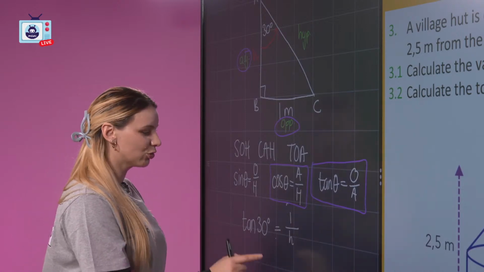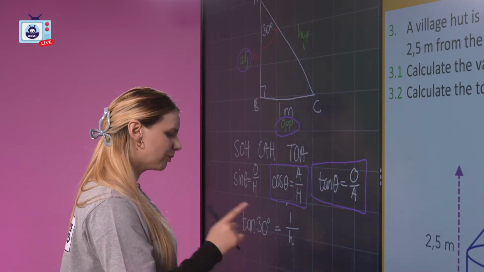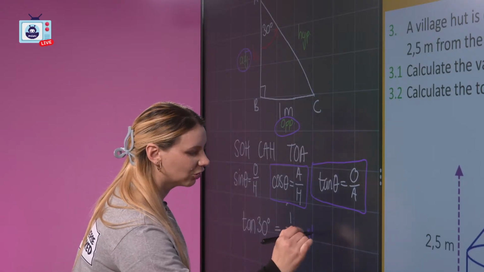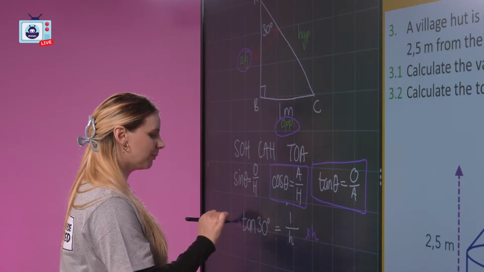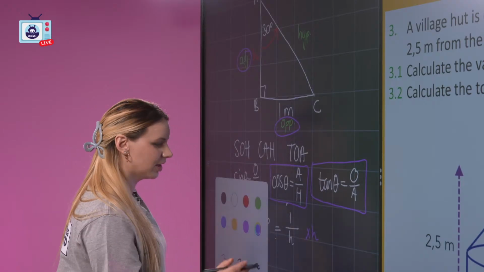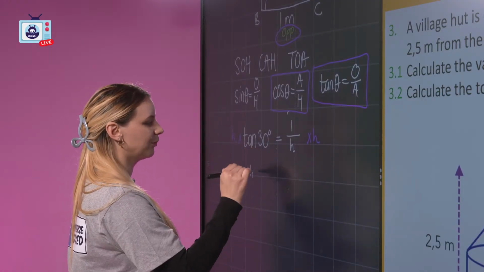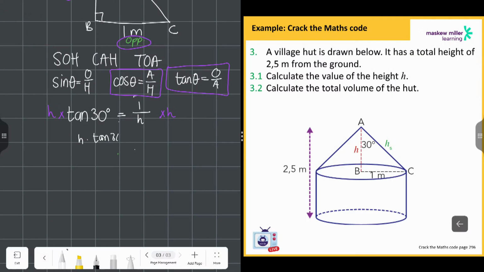And now what we're going to do is get H on its own. So the best way, I think, is to show you the steps. We're going to multiply by H on my right-hand side, and we're going to multiply by H on my left-hand side. And so we have H times tan 30. Remember, the dot represents multiplication. And we have 1 over there. To get H on its own, I'm going to divide by tan 30 on both sides. So H equals 1 over tan 30 degrees.